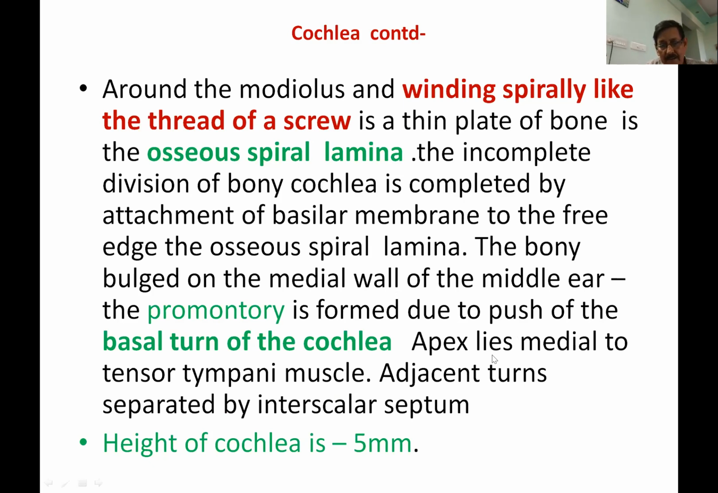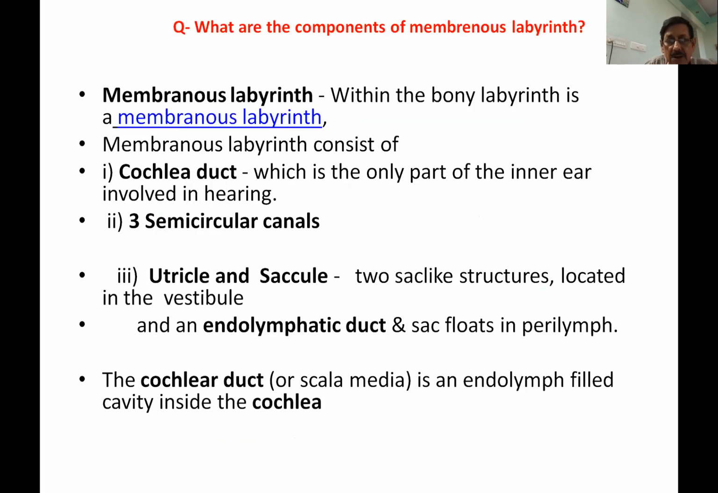Similarly, another membranous structure is the vestibular membrane. The membranous labyrinth lies within the bony labyrinth. The membranous labyrinth consists of the cochlear duct, the three semicircular canals, the utricle and saccule, and the endolymphatic duct and sac.